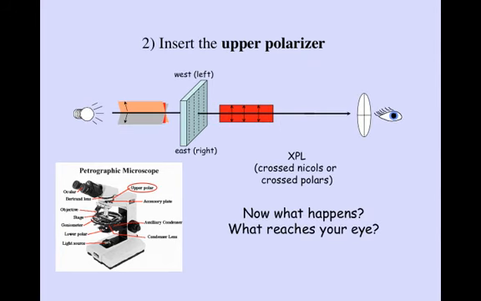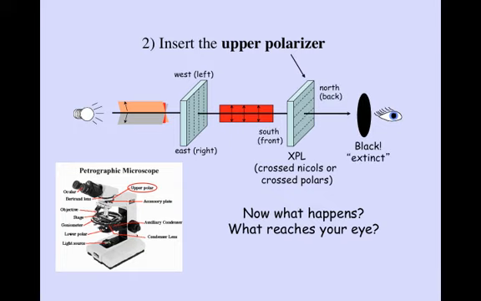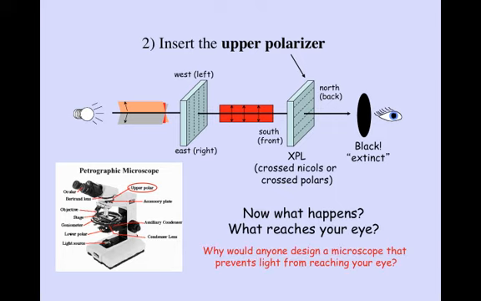All right, so we've got the unpolarized light passing through the polarizer, leading to light vibrating in a single plane. Then we have to introduce the upper polarizer. And the upper polarizer is oriented perpendicular to the lower polarizer. If we do nothing else, and you can prove this to yourself on the microscope, if you put the upper polarizer in and you have nothing on your stage, what you see through the eyepiece is black. It's extinct. So you filter out all wavelengths of light when you do that. So why would you design a microscope that actually blocks light from getting to your eye?